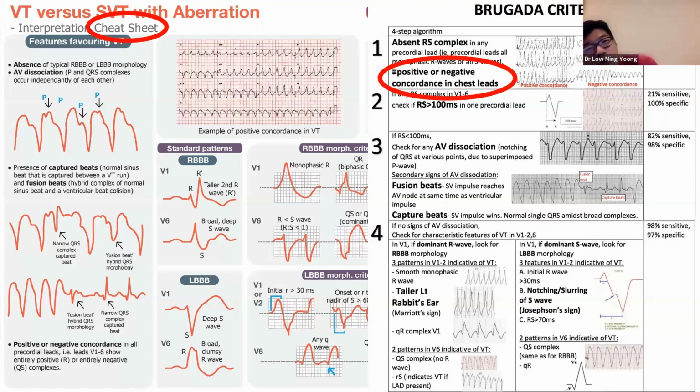If you have concordance, positive or negative concordance, concordance means V1 to V6. If your V1 to V6 is all negative, it means the focus is coming from posterior. That means it can never go through the normal His-Purkinje system, because the His-Purkinje system will divide into left and right, whether it's delayed or not. And you cannot have all negative, because all negative means it's only from behind coming in front.